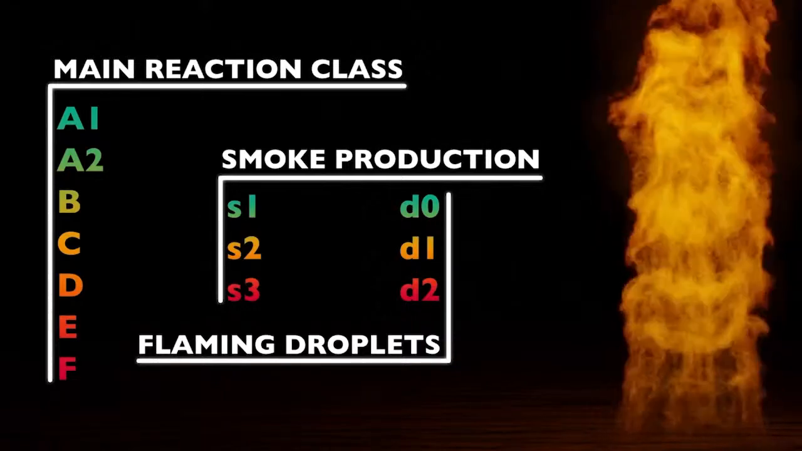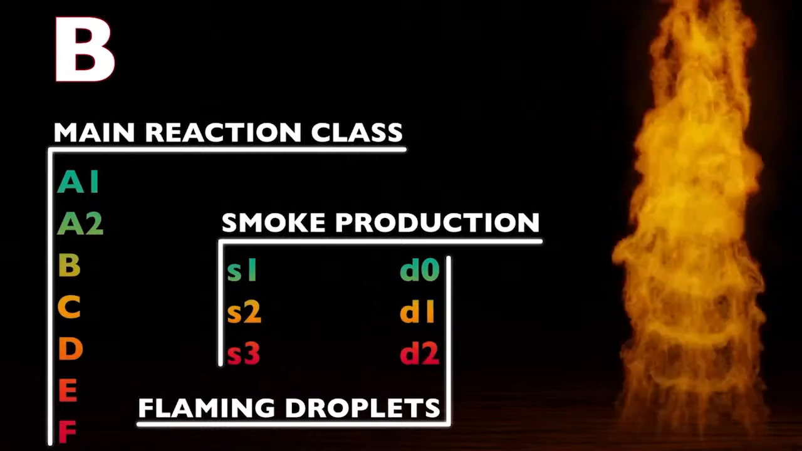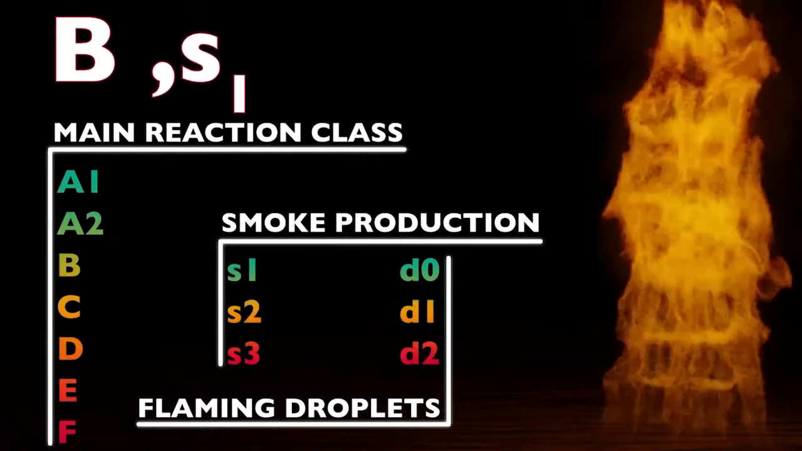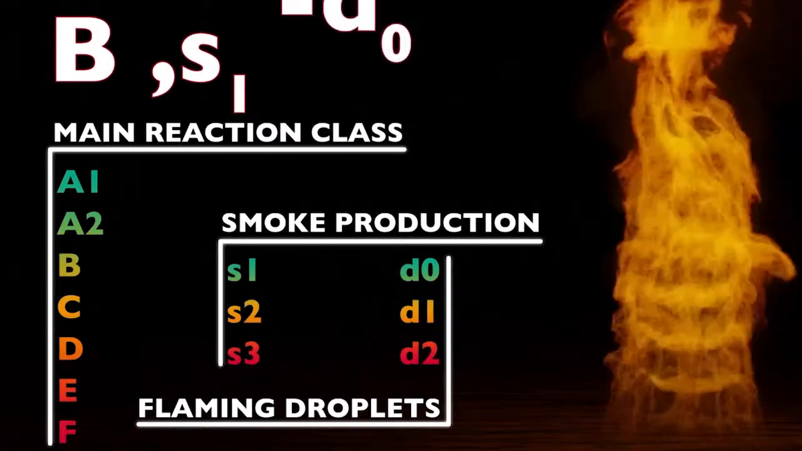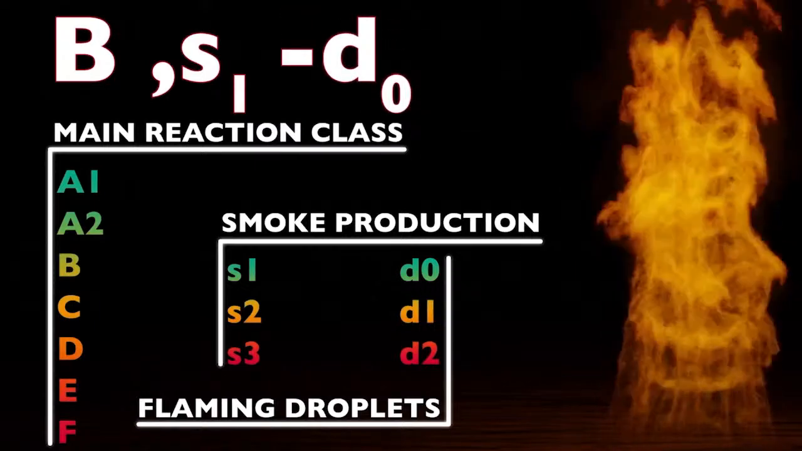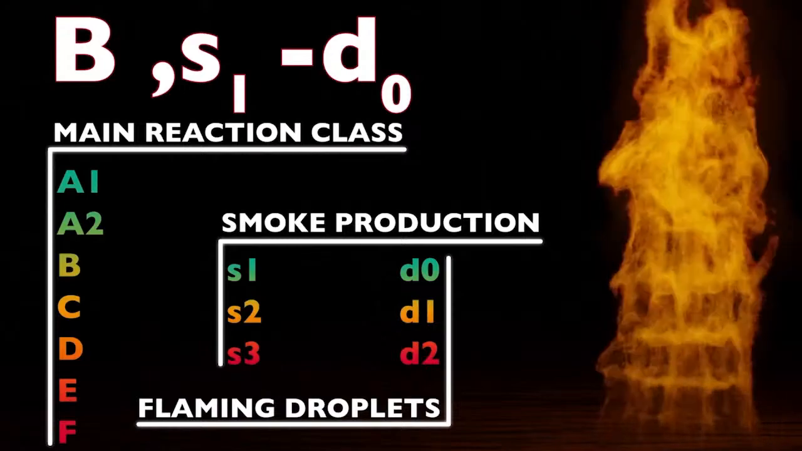So a typical classification will look like this. The main fire class from A1 through to F. The amount of smoke production from 1 to 3, with S1 indicating the least amount of smoke. The quantity of droplets from D0 meaning non-dripping to D2 meaning a lot of burning droplets.